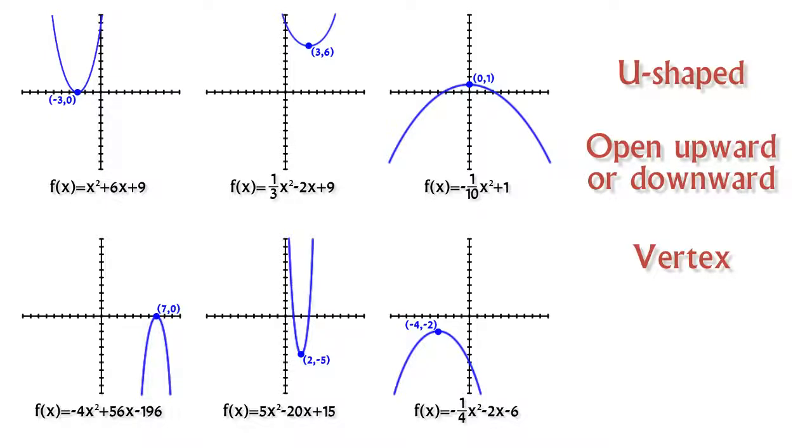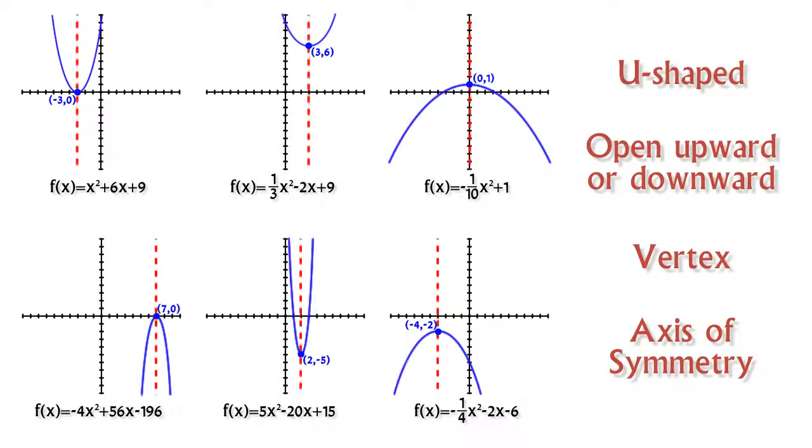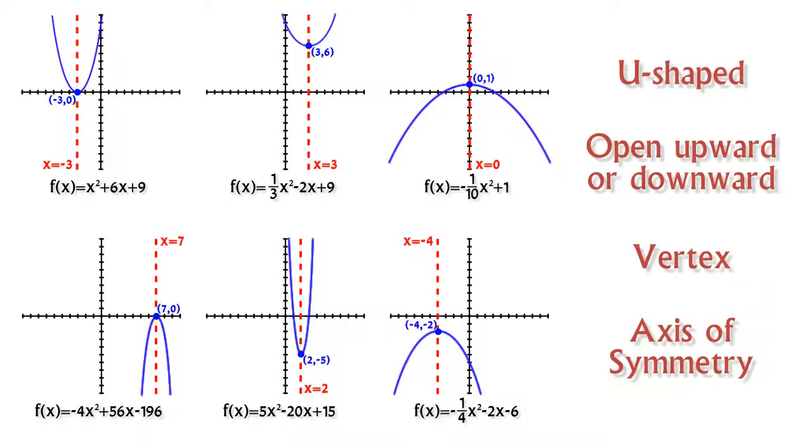And lastly, each parabola has an axis of symmetry. This is the vertical line that goes through the vertex that splits the parabola right down the middle. Each part of the parabola is a mirror reflection of the other over the axis of symmetry. Each axis of symmetry will have an equation of the form x equals h, where h is the x-coordinate of the vertex. We want to develop our instinct about graphing quadratic functions with these properties in mind.